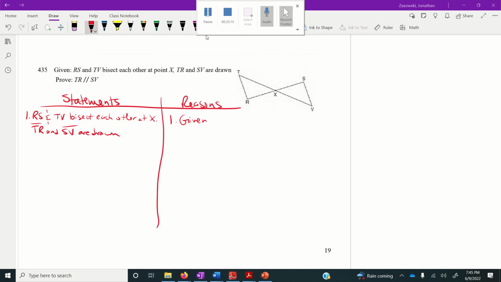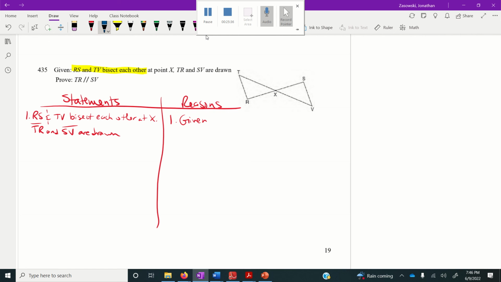Number 435. So once again, we're putting our statements and reasons. We're filling in the givens with the word given there for the first reason. And key thing is we're going to look for some vocab words. So we see that we have lines that are bisecting each other. So that means they are both cutting each other in half. If each other wasn't there, we would think that RS just bisects TV, but they're both bisecting each other.